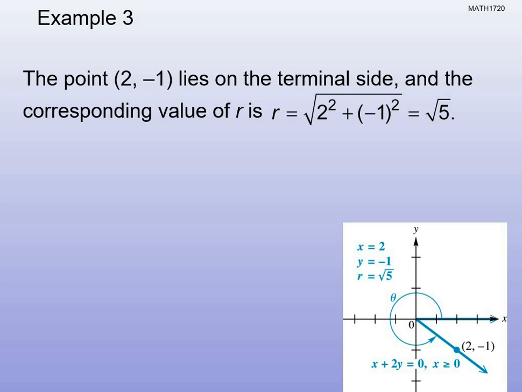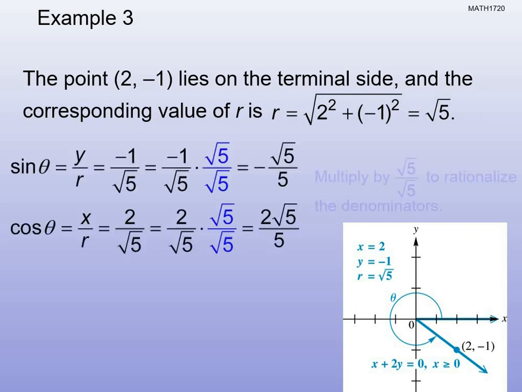Okay? So, we find the magnitude, so it's 2 squared plus negative 1 squared, all square rooted. So the magnitude is the square root of 5. So we have our x is 2, our y is negative 1, and our magnitude is the square root of 5. Now we're going to find all the trig ratios for theta based on these values here.